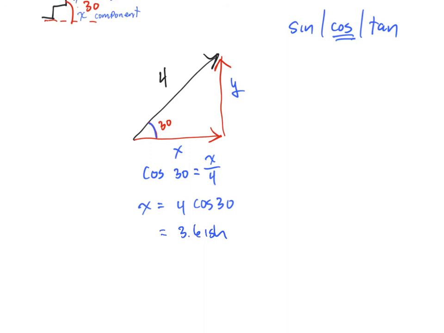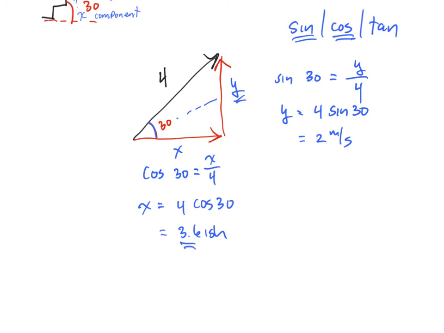To find the y now, to find the vertical component, if this is the horizontal component down here, 3.6, if I want to know how fast am I moving upward, I'm going to use sine. And I'm going to use sine because y is opposite from the angle of 30 degrees, and I have the hypotenuse again. So I'm going to say sine of 30 equals y over 4. So y equals 4 sine 30, which is 2 meters per second.